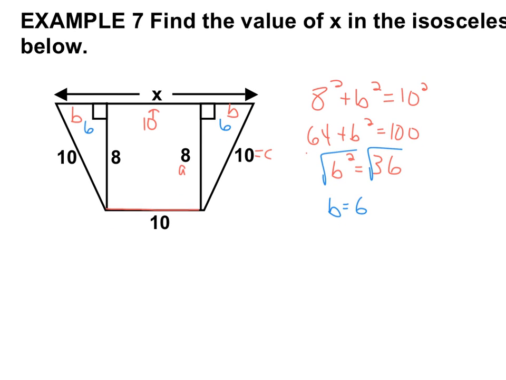Now, I've had a lot of people mess this up. 6 isn't the answer. 10 isn't the answer. It's 6 plus 10 plus 6, because it's all the pieces. That x goes from here to here. And when I add those up, you should get 22 for your answer.